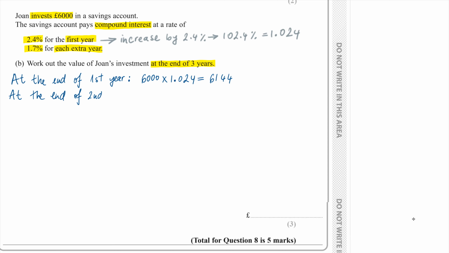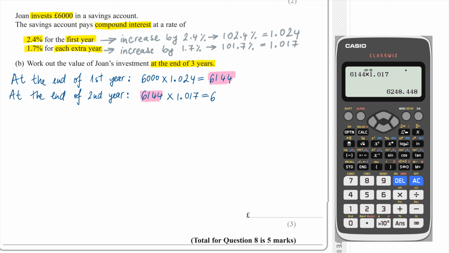£6,144. At the end of the second year, we use the amount that has been accumulated, 6,144, because we are using compound interest, times by the multiplier 1.017, because an interest rate of 1.7% means an increase by 1.7%, and this is 101.7%, converted to a decimal is 1.017. This is equal to 6,248.448. We must use the exact number. Make sure you never round the middle answer. If you use the answer button on your calculator, it will make your calculations much quicker.